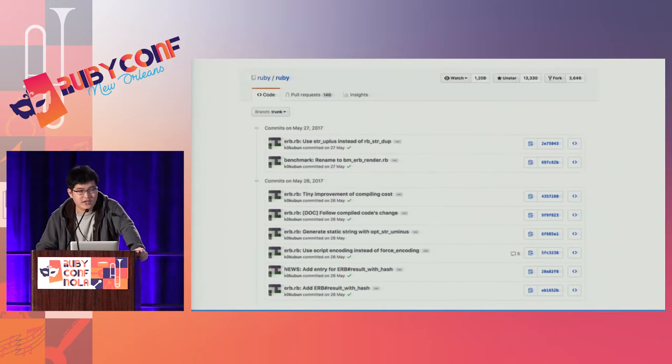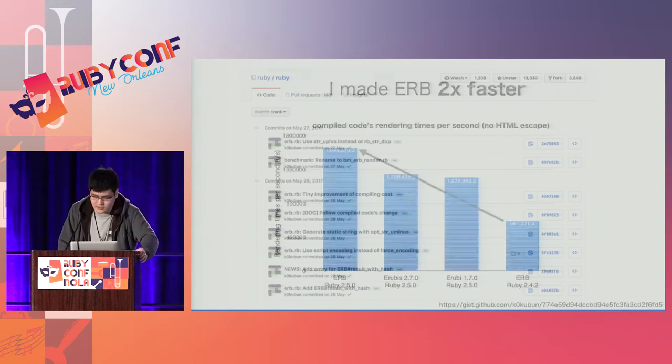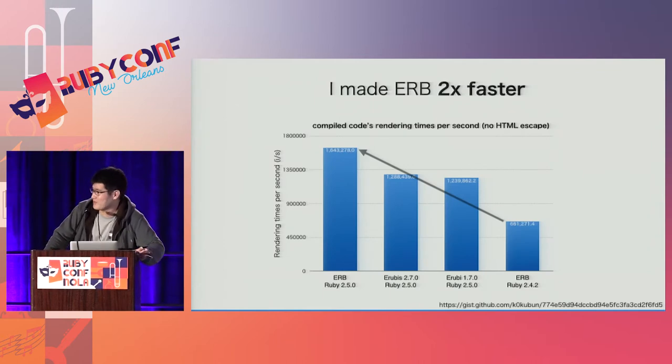Then I joined the Ruby organization and became an ERB maintainer. Then I made ERB 2 times faster. This will be shipping in Ruby 2.5.